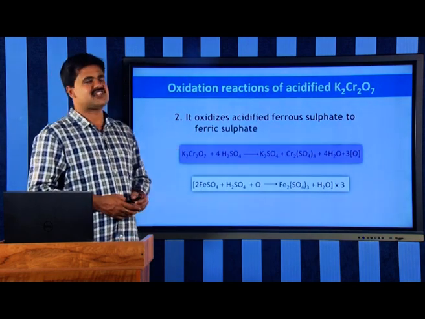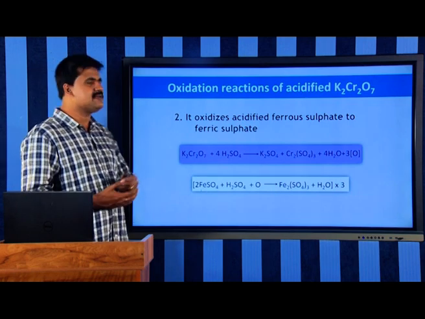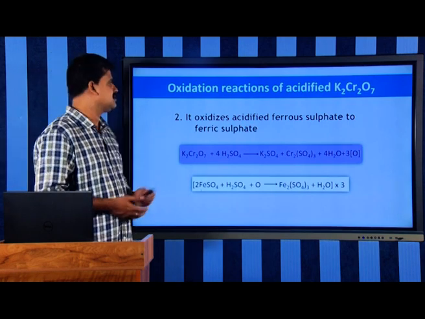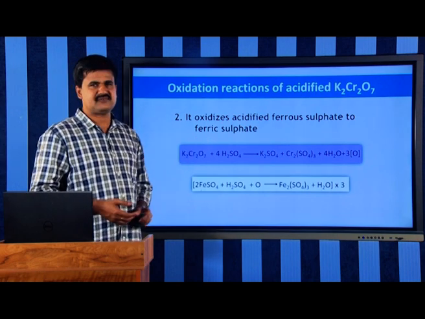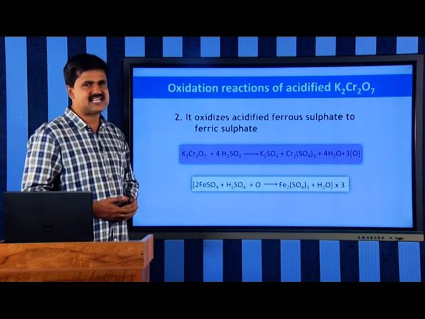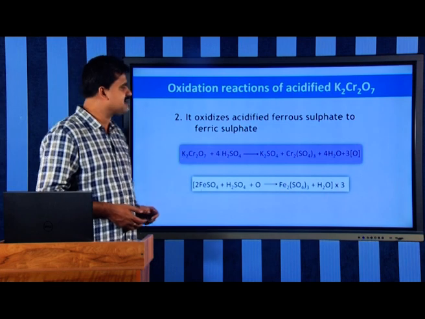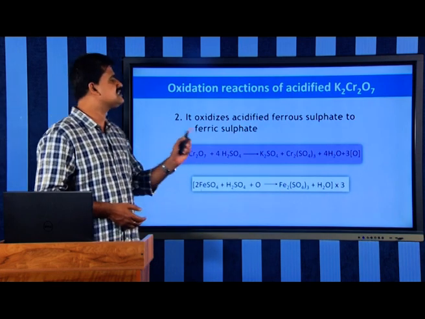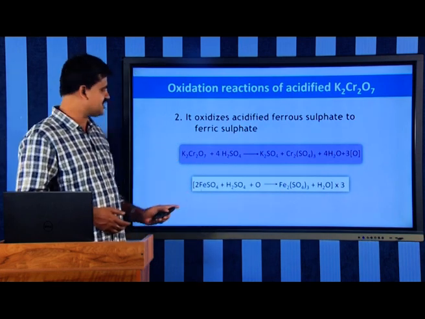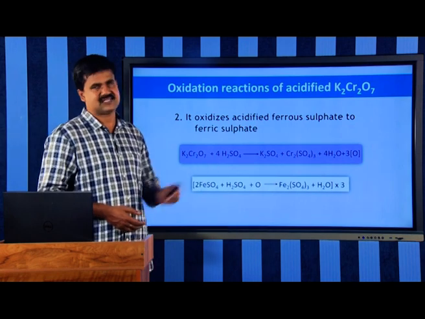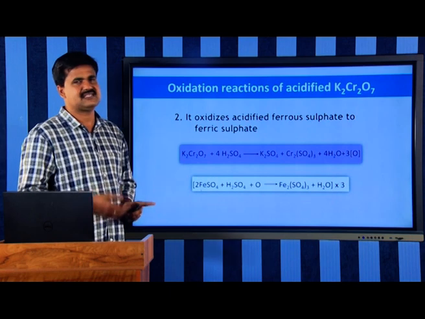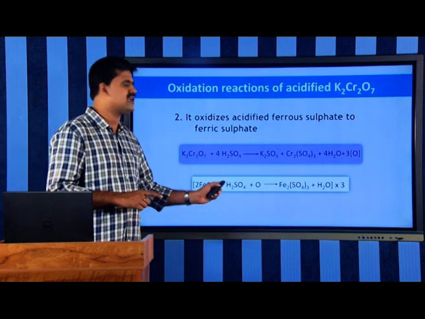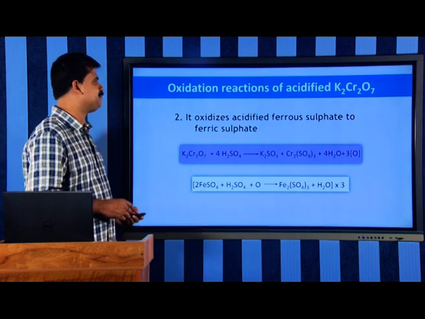Next oxidation reaction. Acidified potassium dichromate oxidizes ferrous sulfate to ferric sulfate. Again, this is the basic reaction. The nascent oxygen liberated during the reaction is utilized for the oxidation of ferrous sulfate to ferric sulfate. Ferrous sulfate oxidation to ferric sulfate occurs again in the dilute sulfuric acid medium.